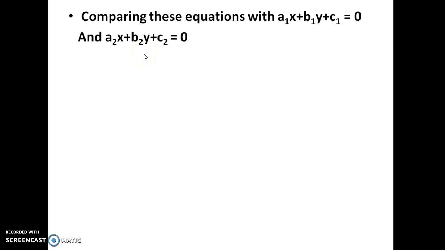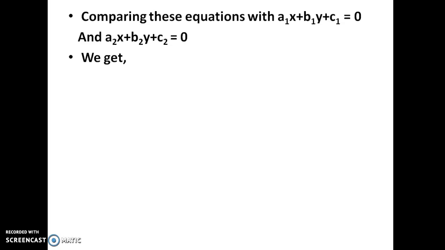One more thing I have to say, in a question they may give you this c1 on the other side, equal to c1. In that form they may give. So what you should do, after taking the question itself, you should bring the c1, c2 here to the LHS. Then only that expression is correct to find out A1, B1, C1 like that.